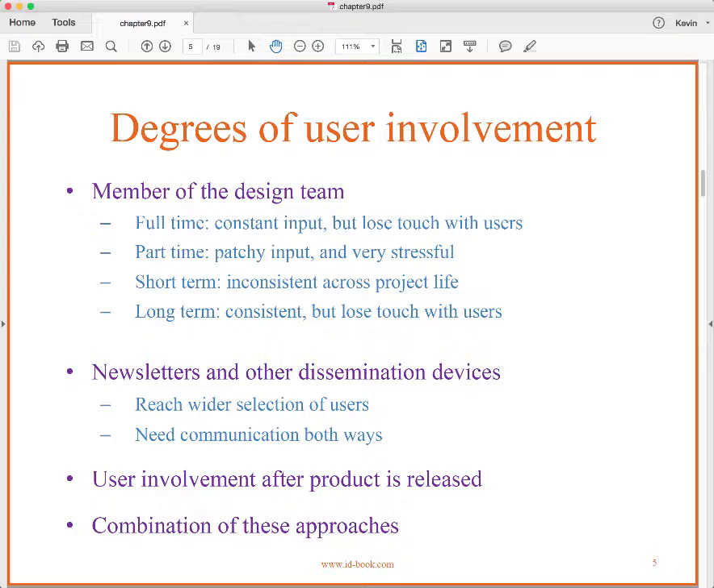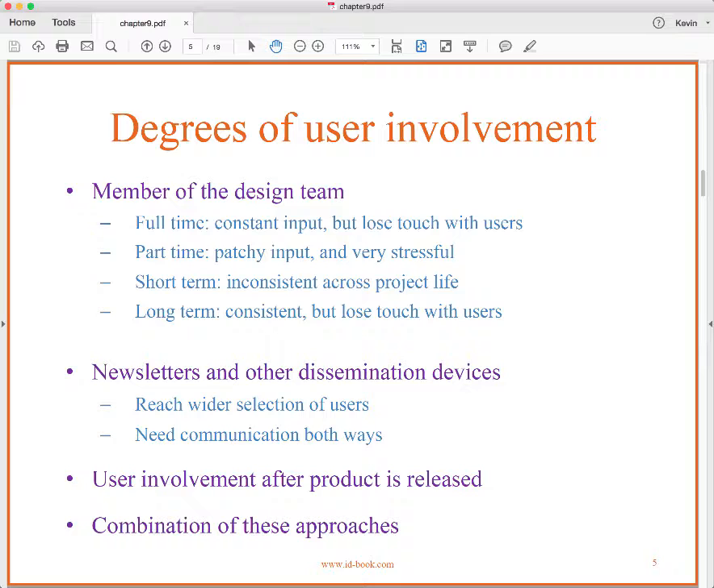What other kinds of things are we going to do? Well, how do we keep people in touch with what we're doing? Well, we might use things like newsletters or blogs. We have the opportunity to reach a wide selection of users that way. But of course, the classic newsletter is one-way communication. Perhaps something like blogs where people could comment and we could get some continuing input from a user community would be more promising.